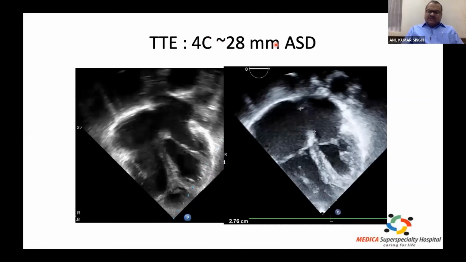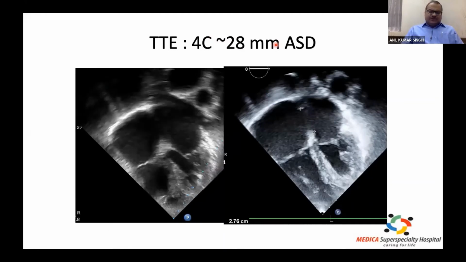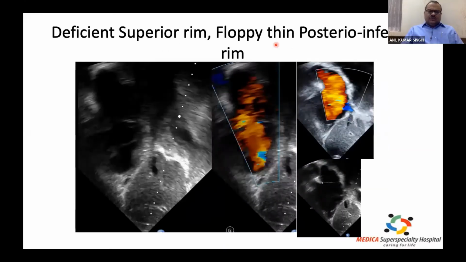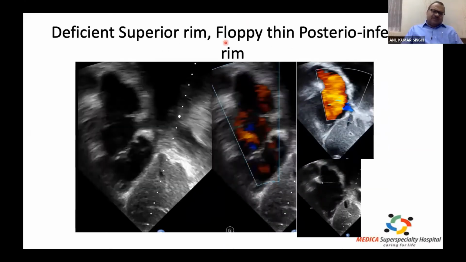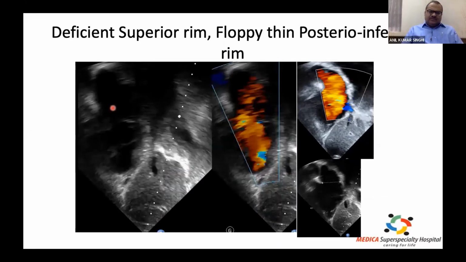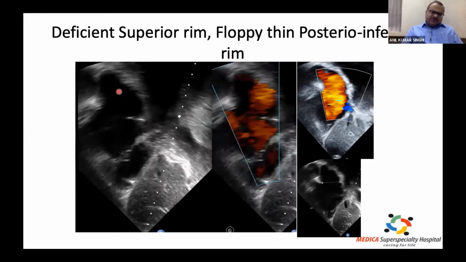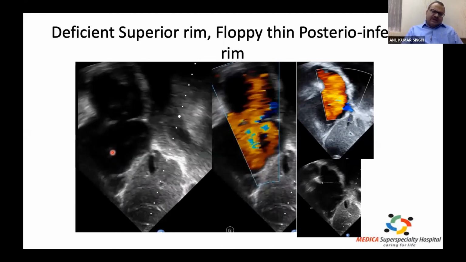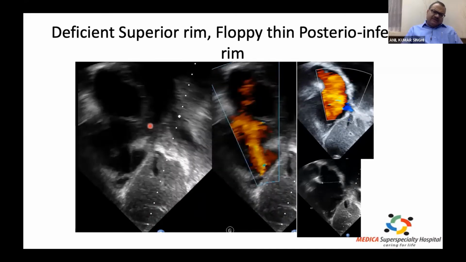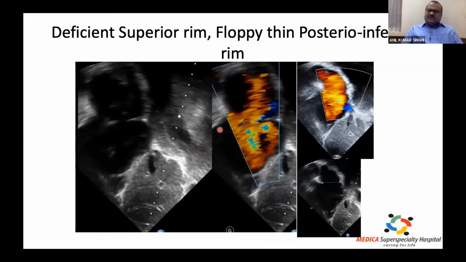But in adults, we always embark and do a pre-procedure transesophageal to know what we are dealing with. In the subcostal view, we were seeing a deficient superior margin and the inferior margin was floppy. This is the subcostal view, this is LA, this is RA, this is the part of the IVC and this is the inferior margin we are seeing. My arrow is there. That was a little floppy.